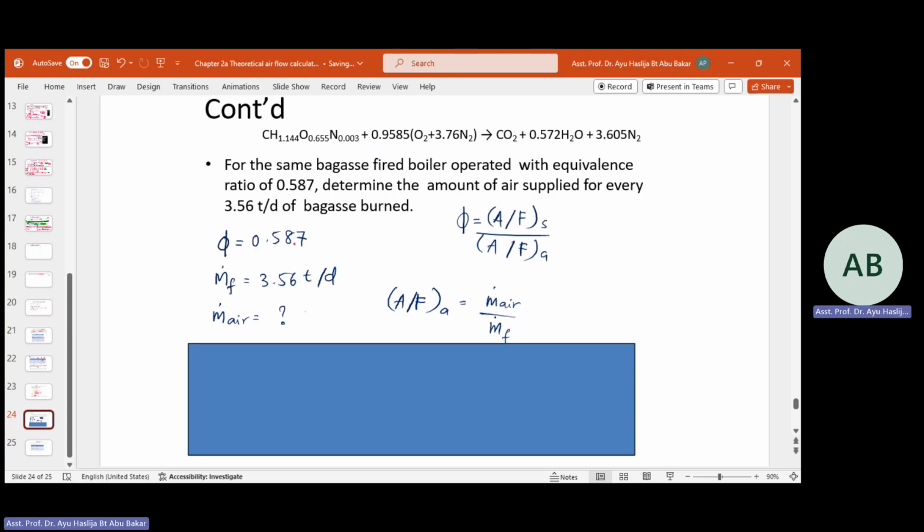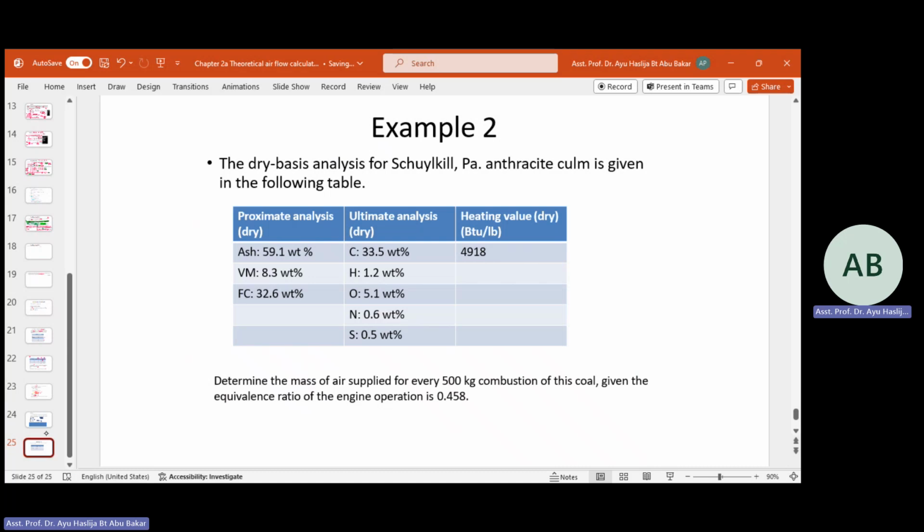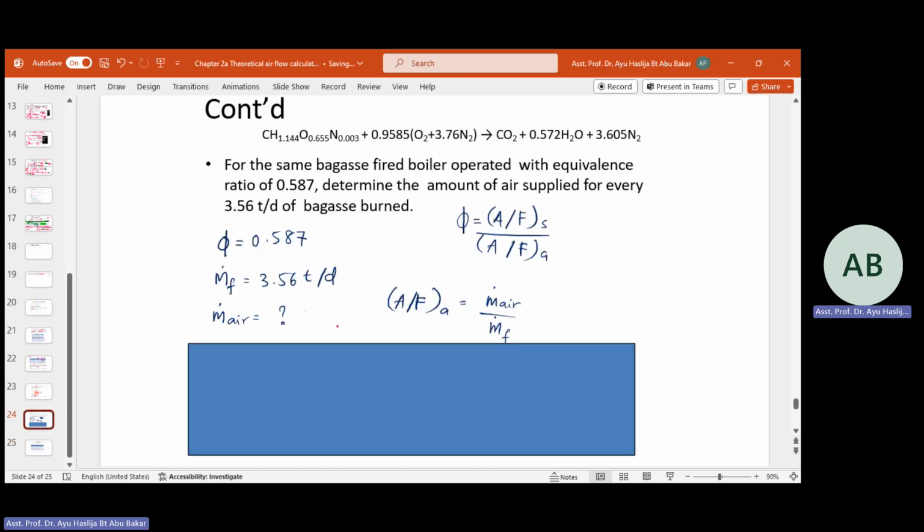Okay, will we have time to do this one? There are only 10 minutes left. I think this one we save for the next lecture. Okay? But there are a few steps involved. So questions 24 and 25 we save for the next lecture. If we rush, you won't understand.